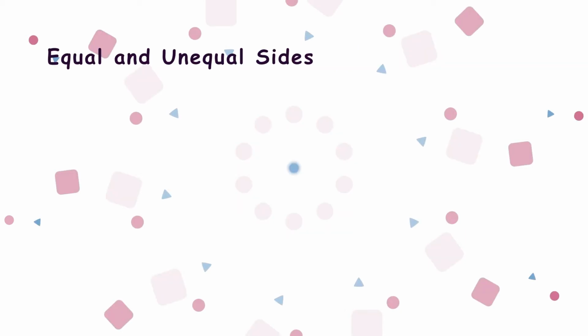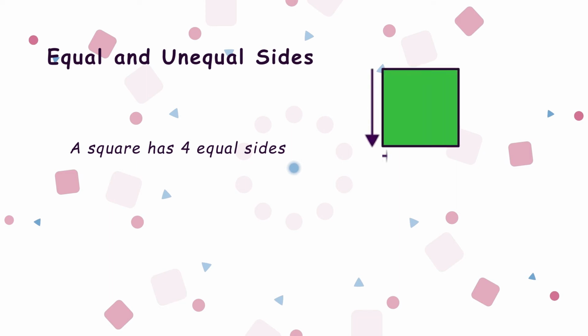Equal sides. We could have a two-dimensional shape that has equal sides, and we could also have those that don't have equal sides. Now, a square has 4 equal sides. This is because all its sides have the same length.